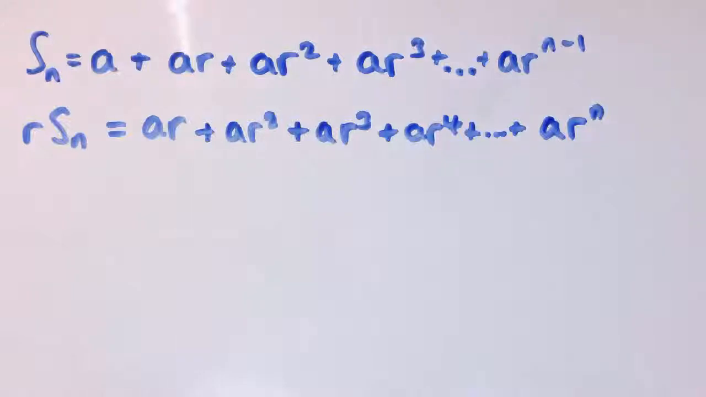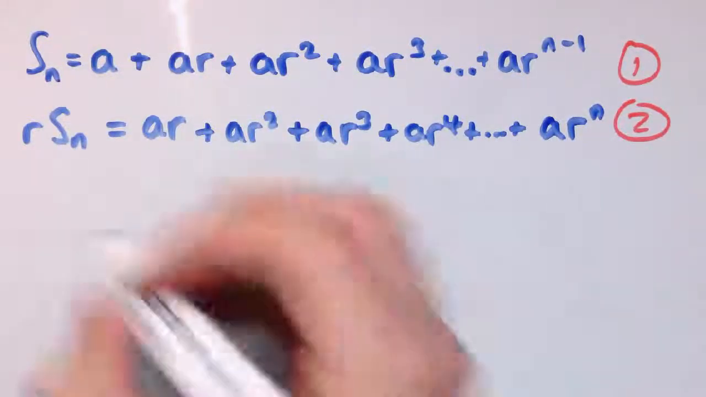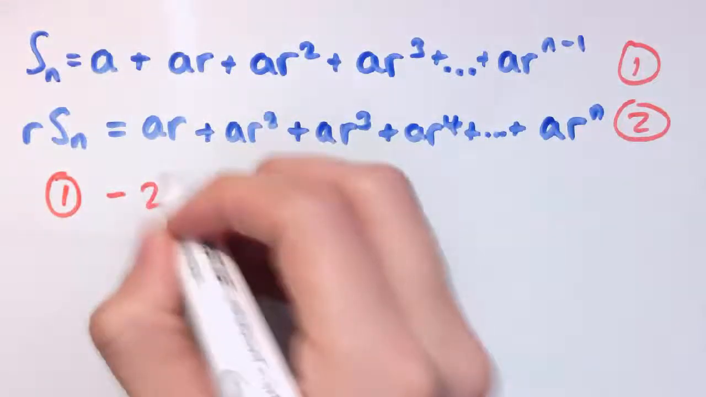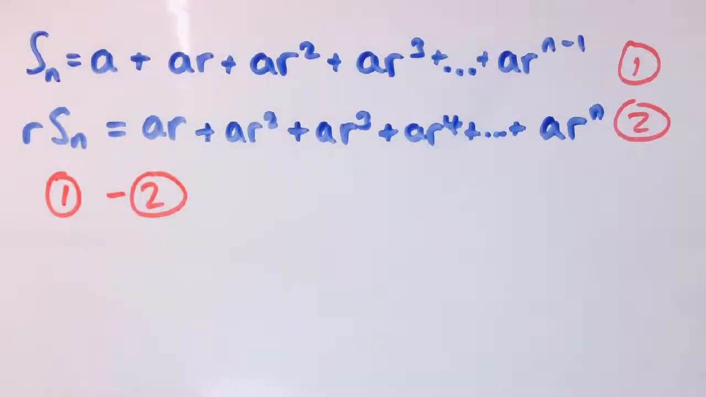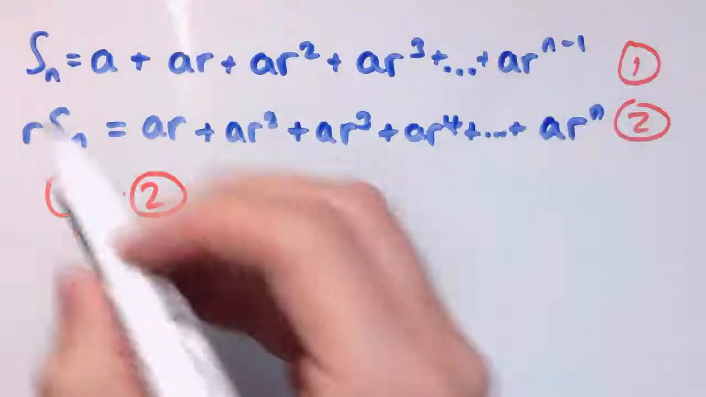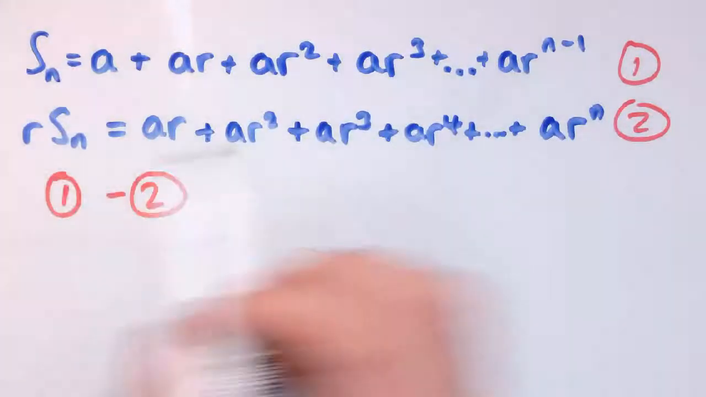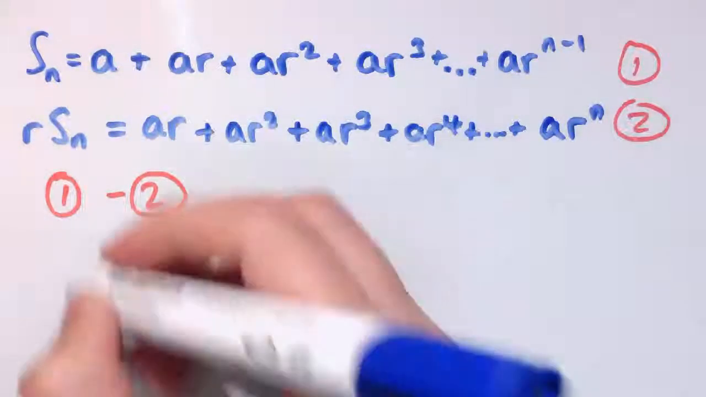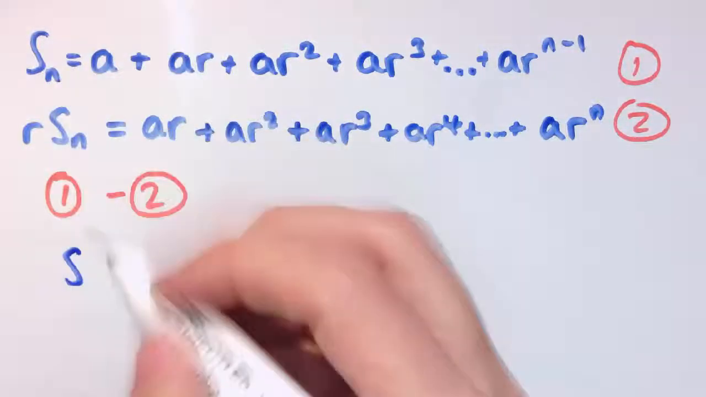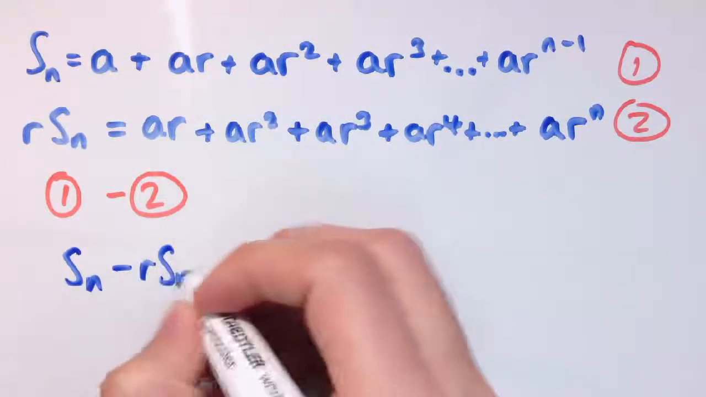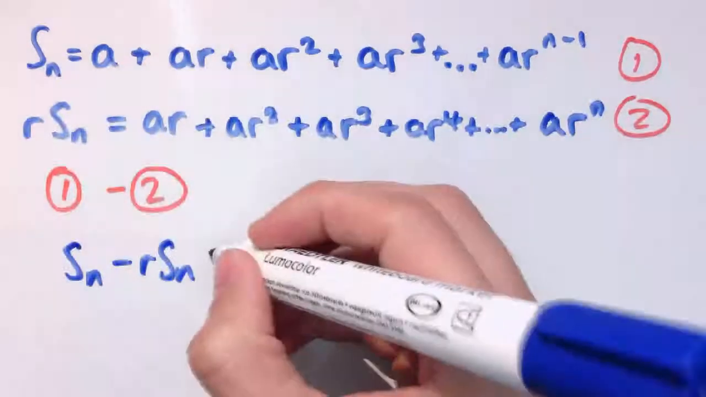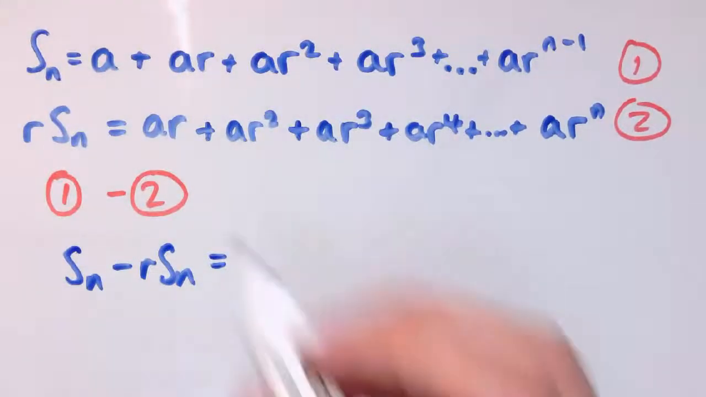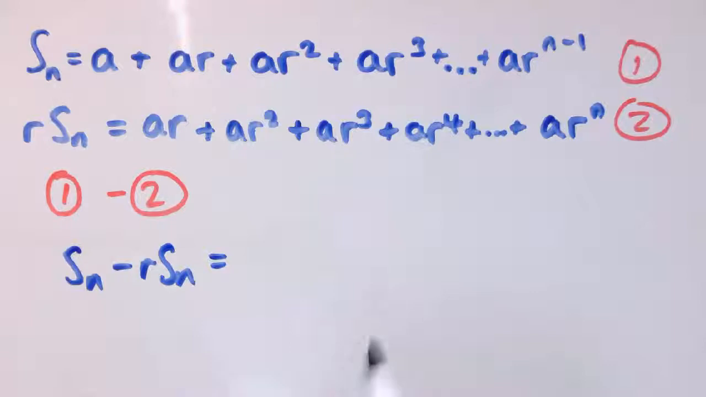So let's call this line 1 and this one line 2. What I'm going to do now is take the first one and subtract the second one, like simultaneous equations. If this is Sn and this is r times Sn, then 1 minus 2 would be Sn minus r times Sn. Now I'm going to do line 1 minus line 2. Let's see what happens there.